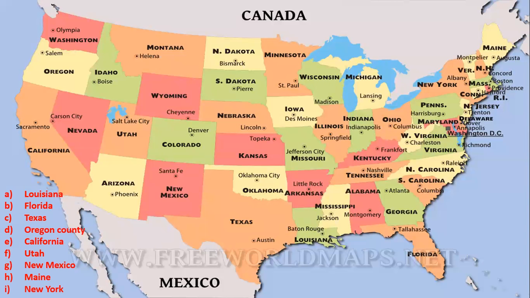First is the map of USA. In the map of USA, you have to mark Louisiana, Florida, Texas, Oregon, California, Utah, New Mexico, Maine, and New York. Now, you also have to write a little bit about them in your examinations.